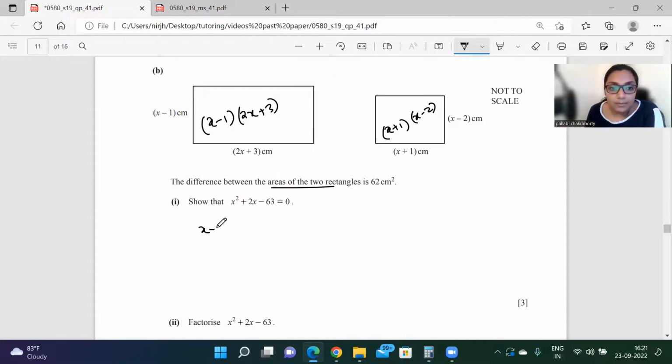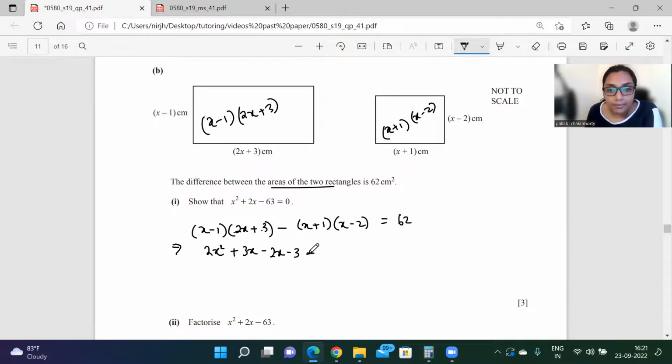That means x minus 1 times 2x plus 3 minus x plus 1 times x minus 2 is equal to 62. Let's solve it. So you get x into 2x, which is 2x square, plus 3 into x, which is 3x, minus 2x, minus 3.